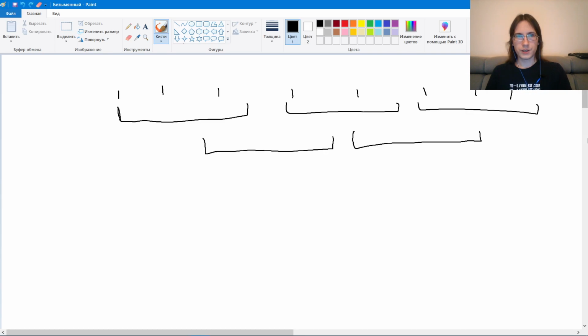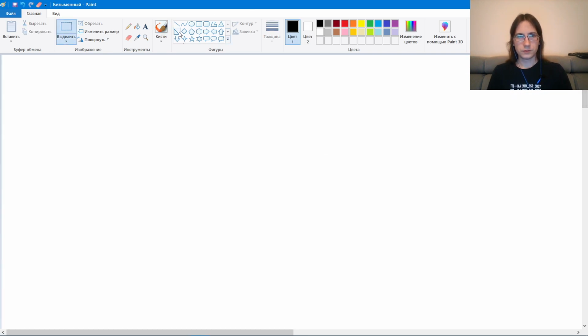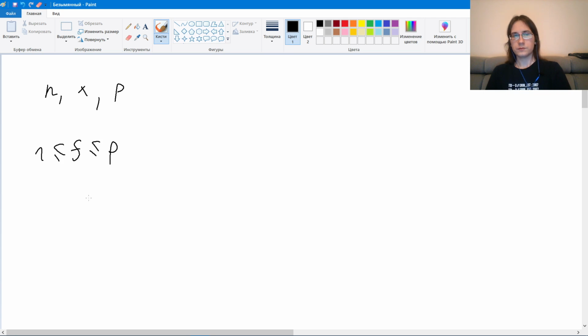I will also write it down in mathematical terms. You are given 3 numbers, n, x, and p. You need to find such number f from 1 to p that x plus 1 plus 2 plus etc. plus f is equal to 0 modulo n. Or to be precise, you need to find if such f exists.